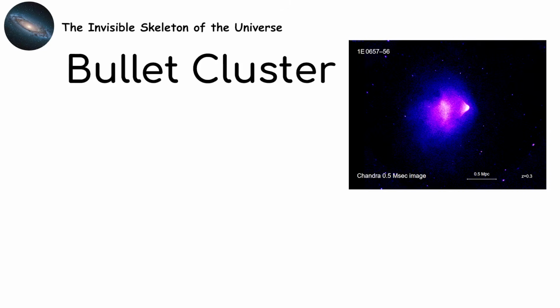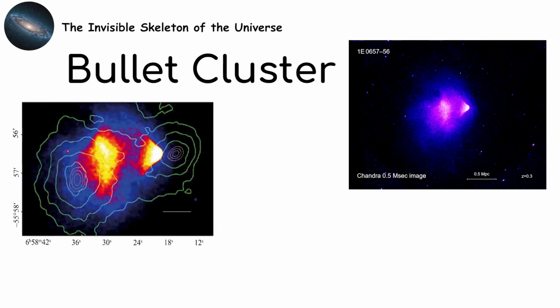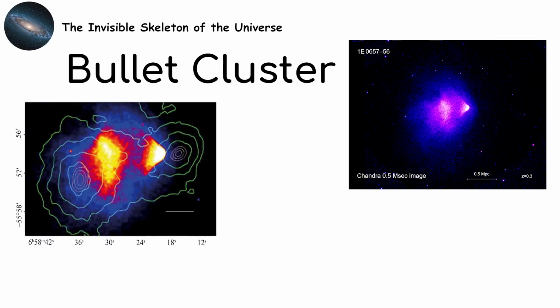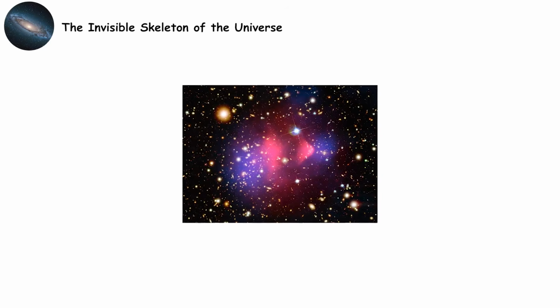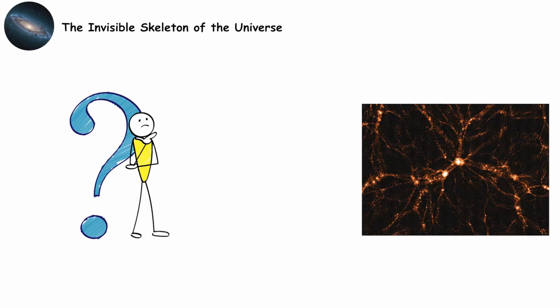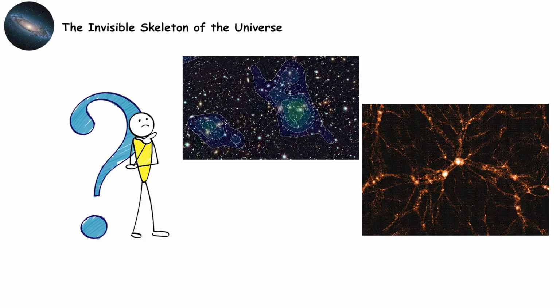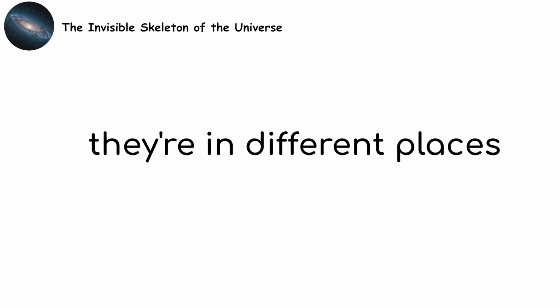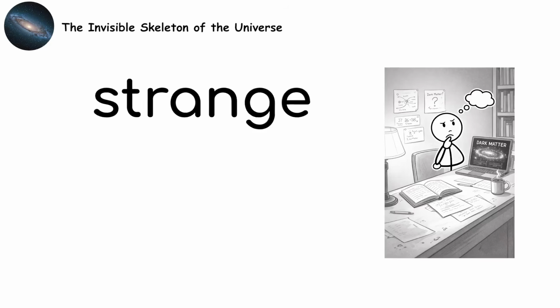In the Bullet cluster, two galaxy clusters collided at enormous speeds, and the visible gas separated from the invisible gravitational mass. You can actually map where the dark matter went versus where the normal matter went, and they're in different places. But here's where it gets strange.